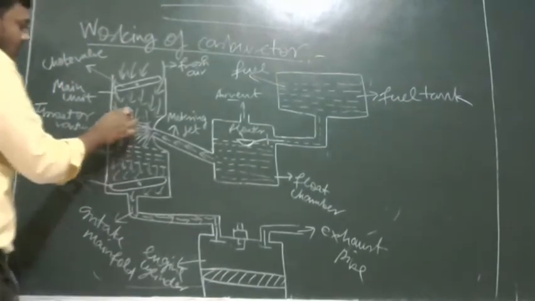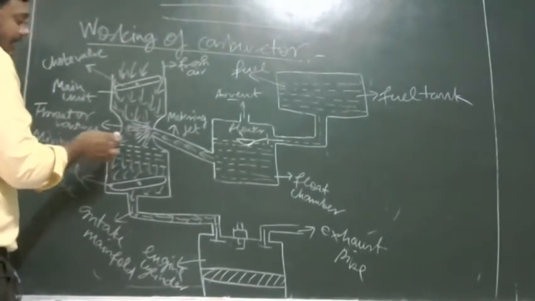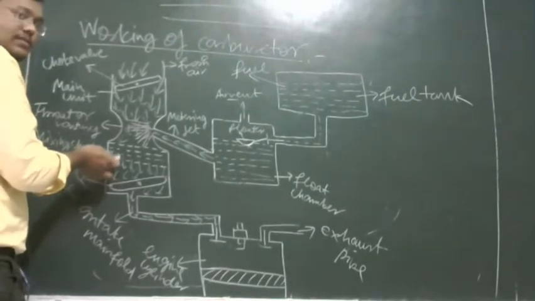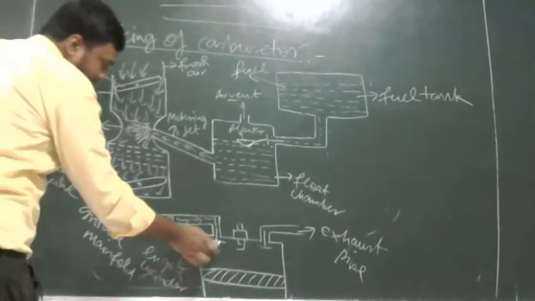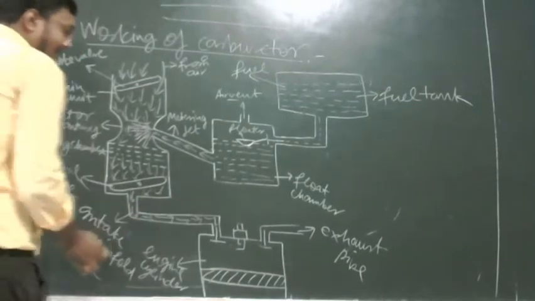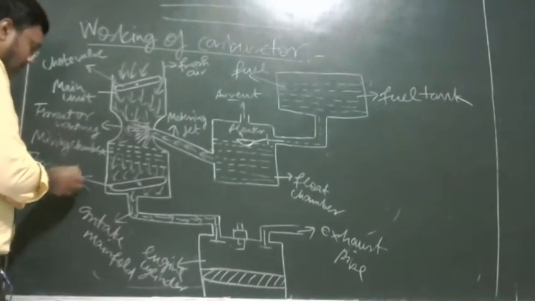Now this air and fuel mix in the mixing chamber, and this prepared mixture of air and fuel is applied to the main cylinder through this intake manifold, and this is controlled by the valve which is known as throttle valve.